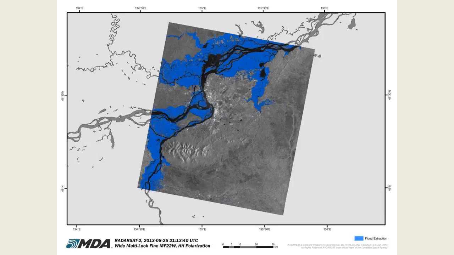If we just go to the next slide, we've got a detailed scene that has been taken out of the larger image, where you can see the real benefit of that higher resolution 8-meter imagery to see where the incursion of the floodwaters has really happened into this particular town in eastern Russia.